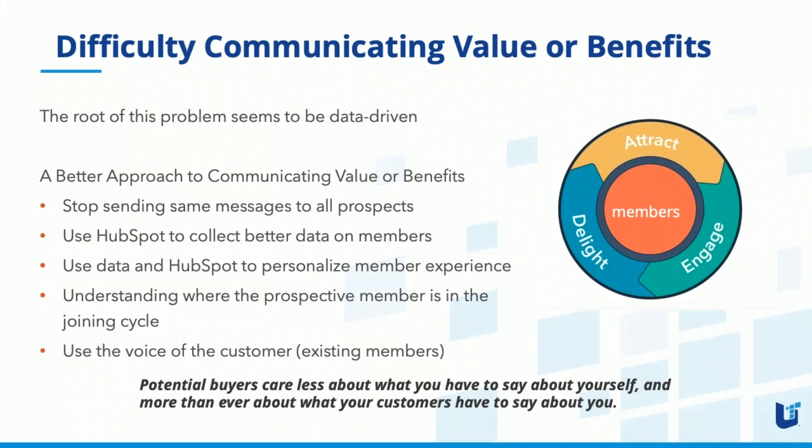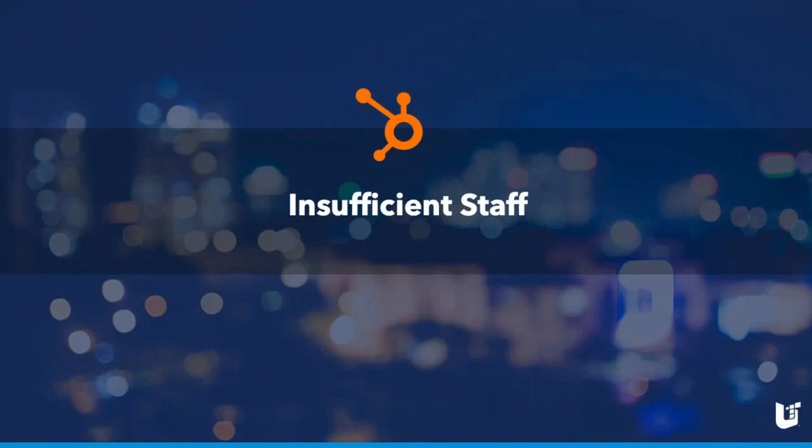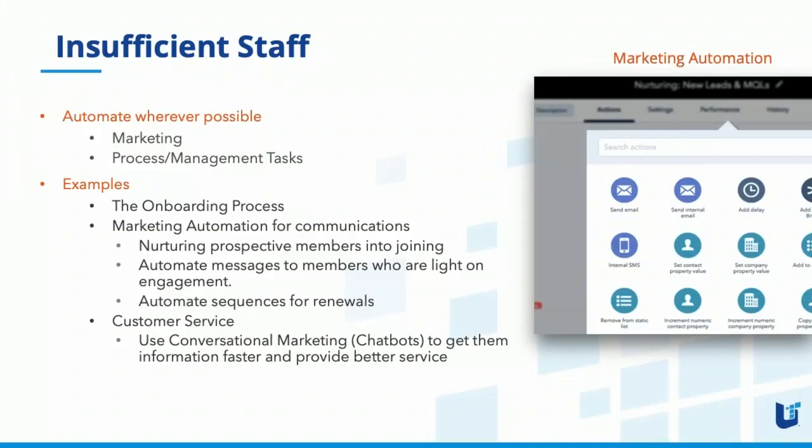Excellent. And I think you'll find that some of these top five challenges that we've identified overlap. There's a lot of overlap between them, and some of them stem from the others. And you'll see here in a moment that we'll go a little deeper into the segmenting piece of it. But the next one was insufficient staff.